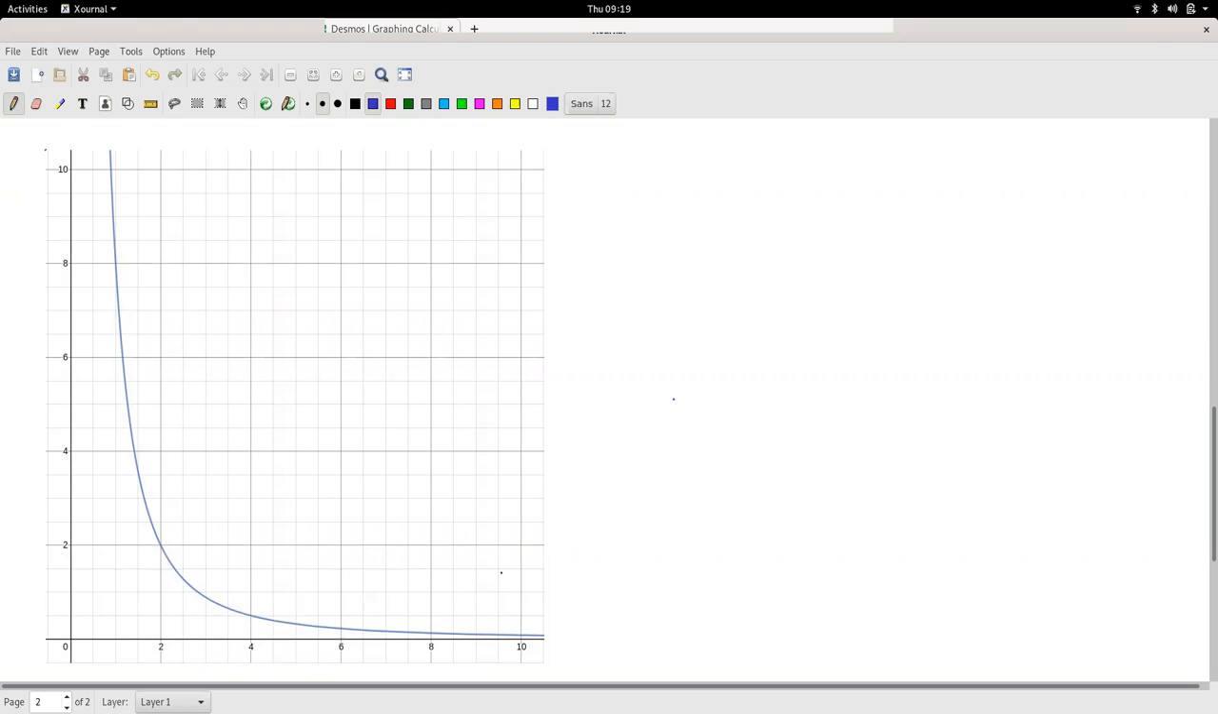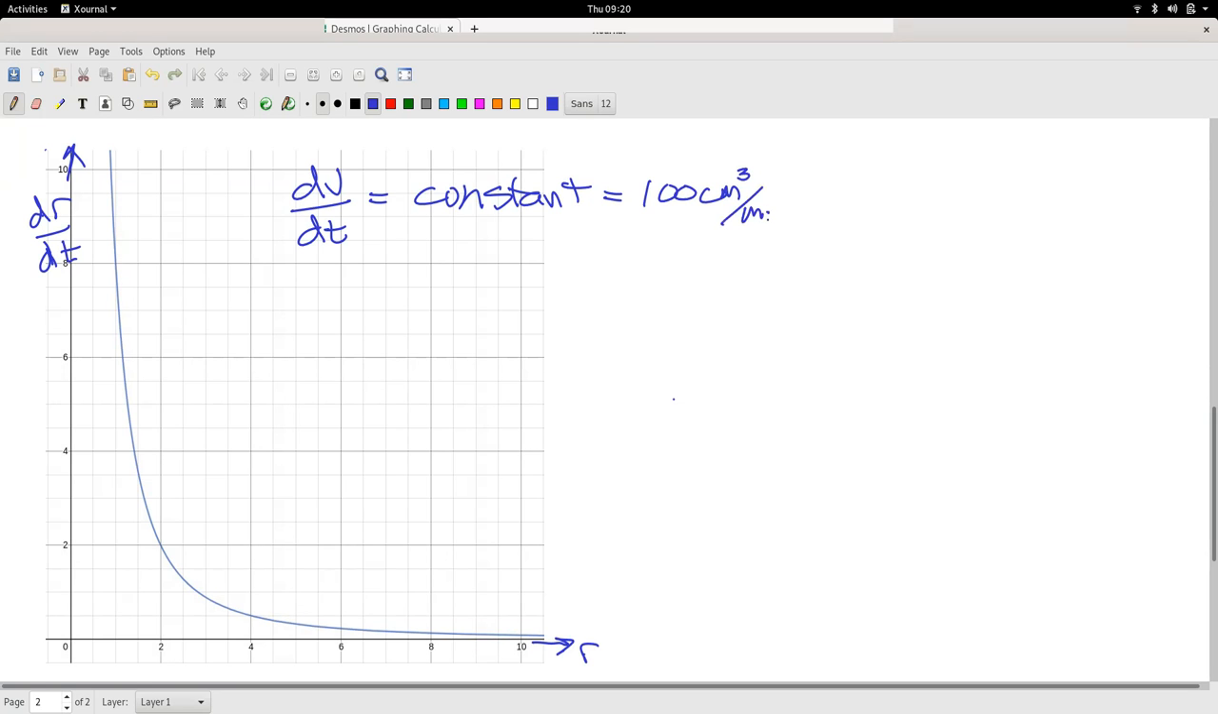And so what am I looking at a graph of here? The x-axis here is really r, the radius, and the y-axis here is the rate of change of the radius, dr/dt. And remember that the volume change dV/dt is constant at 100 cubic centimeters per minute. So we're pumping in the same amount of volume every minute, every second.